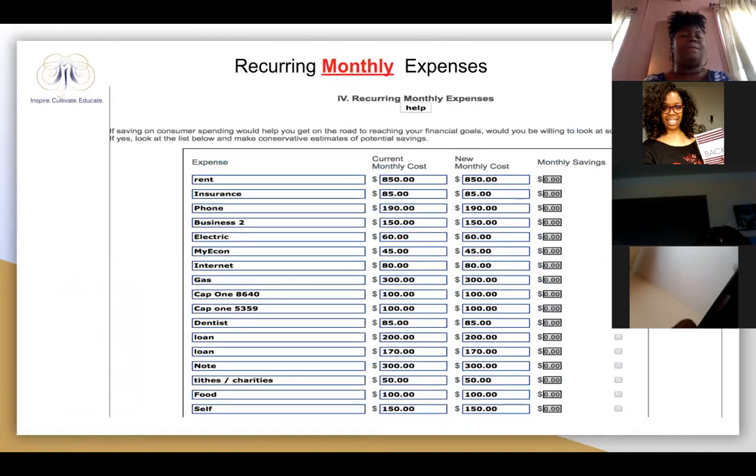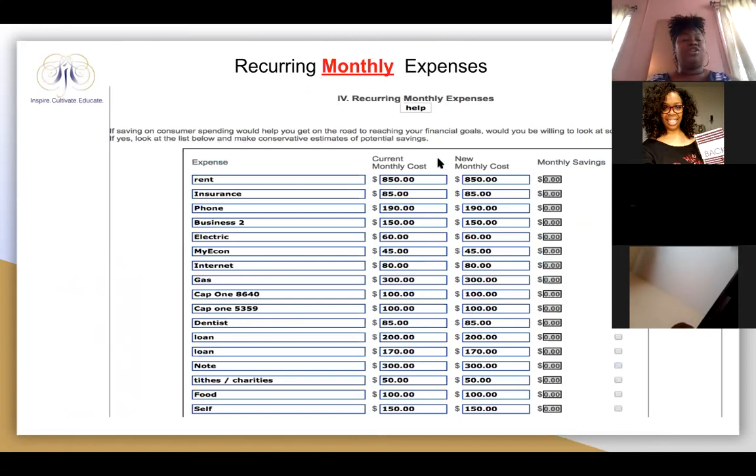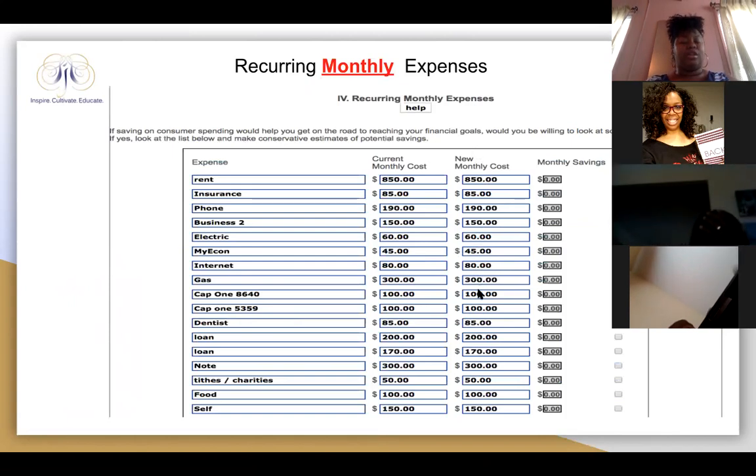Next, your recurring monthly expenses. No matter if you're rich or if you're poor, there are some things that you're always going to need. And that is a roof over your head, the lights to be on, and car insurance. You want to put everything down that you spend monthly on this sheet. When you first do this, you want to put your current monthly costs and match it with your new monthly costs. I'll explain why in a moment. But you want these two numbers to be the same when you first start off.